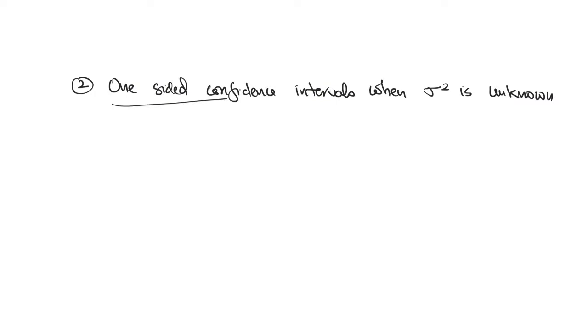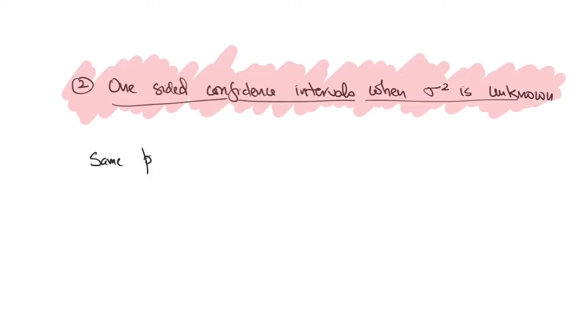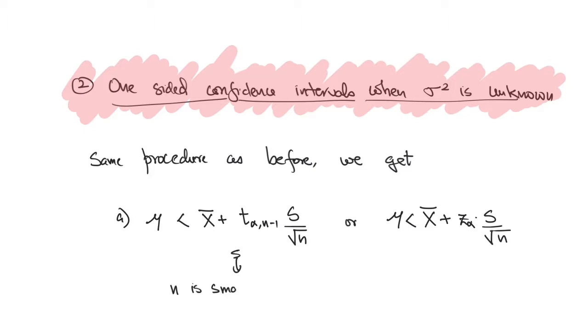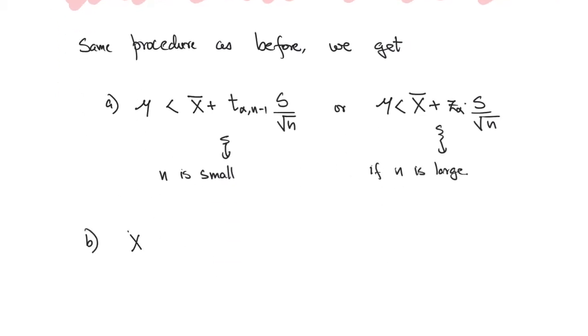Now, thinking about the situation when the population variance sigma squared might be unknown, the procedure is exactly the same. All we have to now do is work with the t statistic instead of the z statistic, or work with the z statistic under the assumption that my sample size n is large. In each of these cases, we have our confidence bounds calculated as follows.